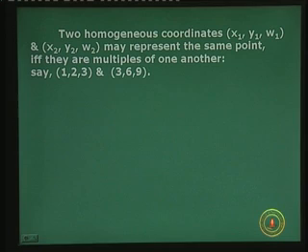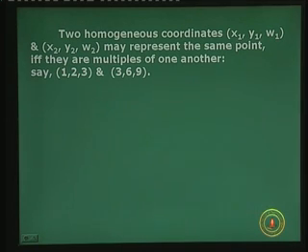Okay, more examples on this. If you take any two homogeneous coordinates x1, y1, w1 and x2, y2, w2, they may actually represent the same point if and only if they are multiples of one another.